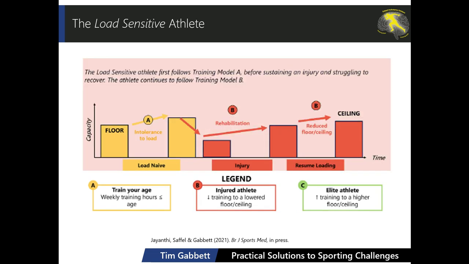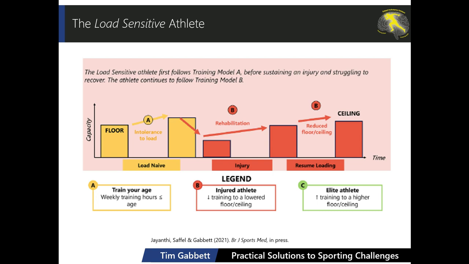Now, with a load sensitive athlete, these are athletes who are either skeletally immature or have an intolerance to training load. If they sustain an injury or multiple injuries, they go through a rehab period. And in the rehab period, of course, they're going to be exposed to lower training loads where we reduce the floor, we reduce the ceiling. And it may be that this athlete, if they have persistent injuries, may have a long-term reduction in the ceiling. Now, this is okay.